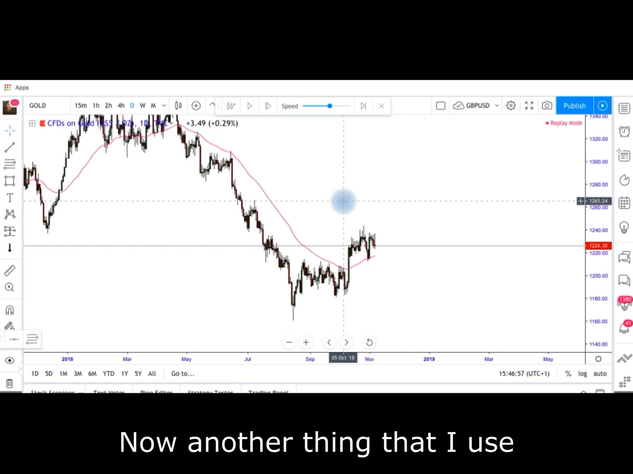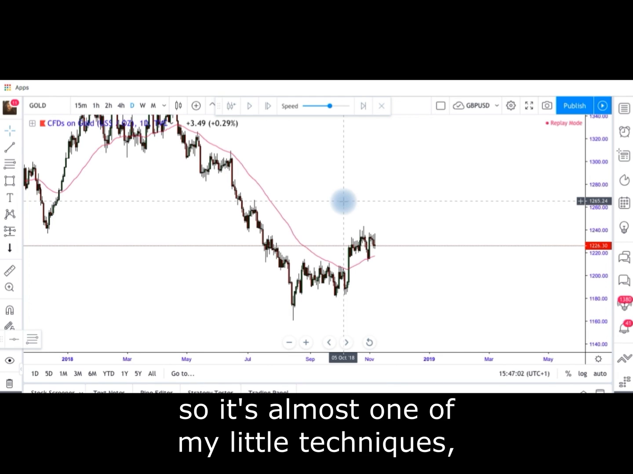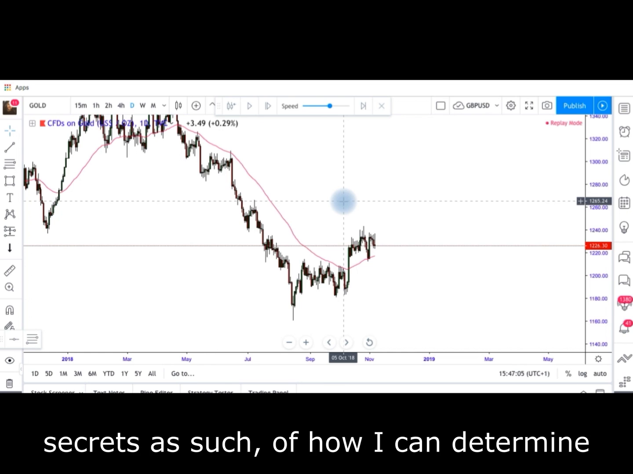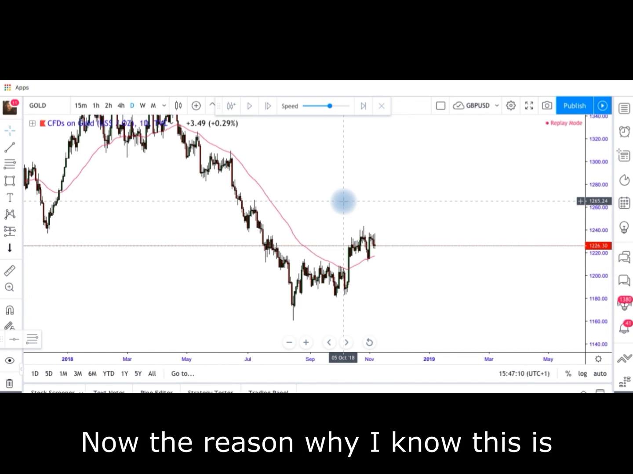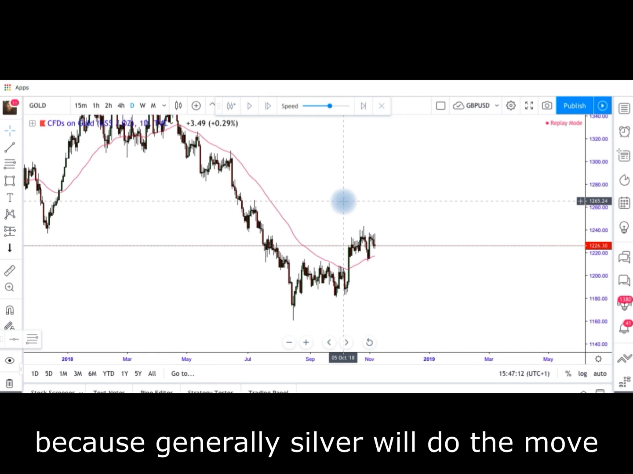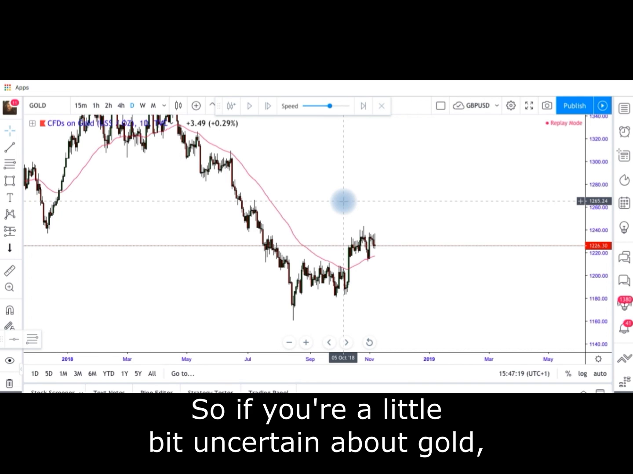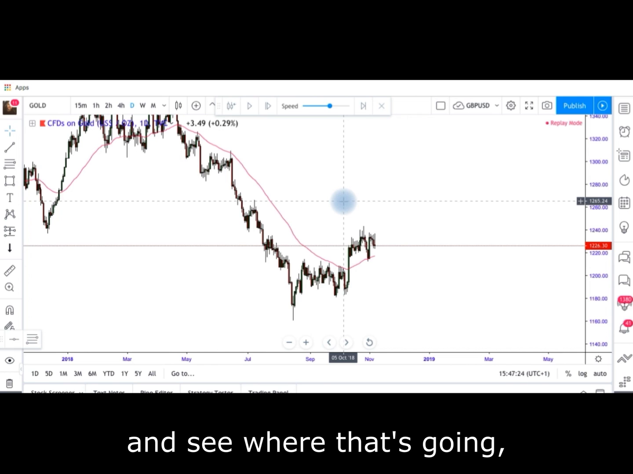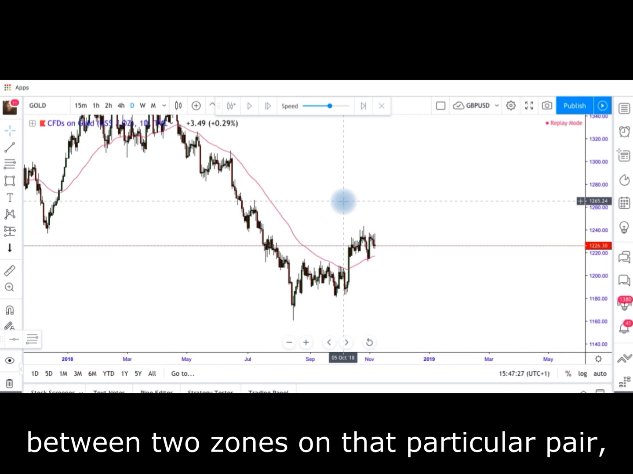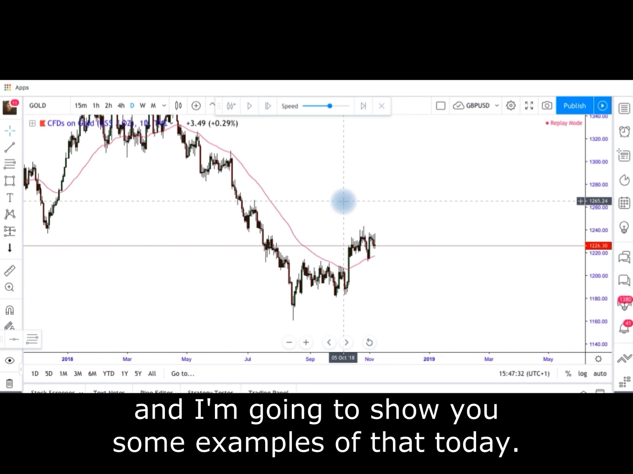Another thing that I use when I'm trading gold is silver as a correlation. It's almost one of my little technique secrets for determining where gold is going to go next. The reason is that generally silver will do the move most of the time before gold does it. So if you're a little bit uncertain about gold and which levels it's going to go to next, you simply have to look at silver and see where that's going. And if there's nothing between two zones on that pair, then you know that gold's got a little bit further to go. I'm going to show you some examples of that today.